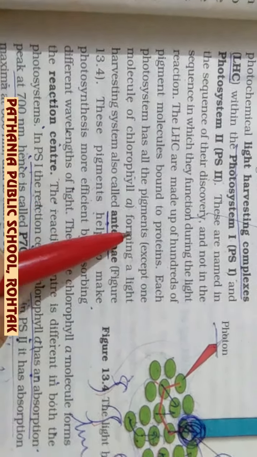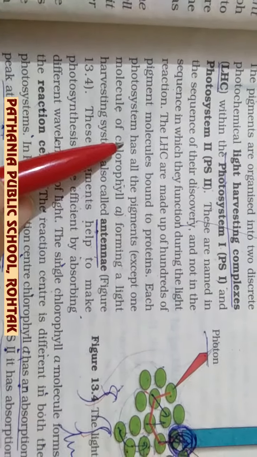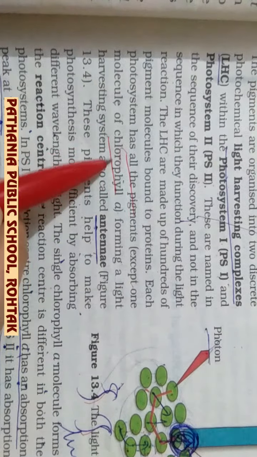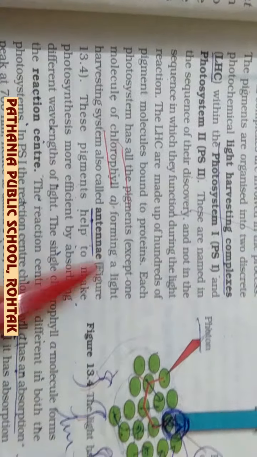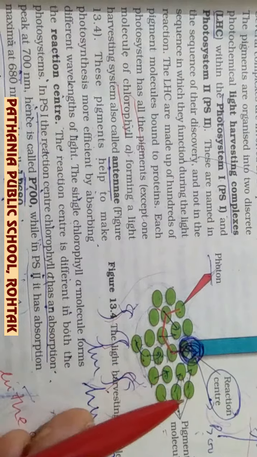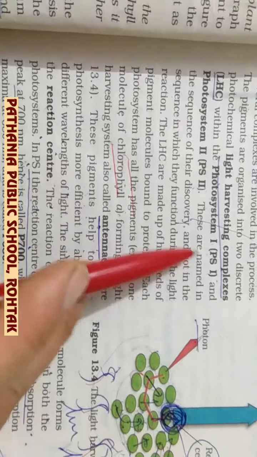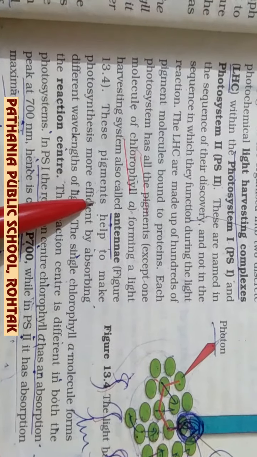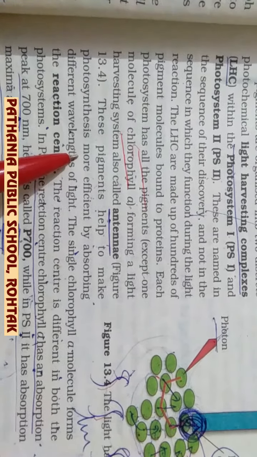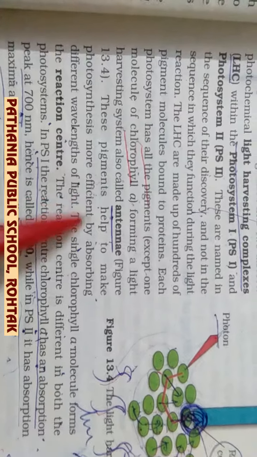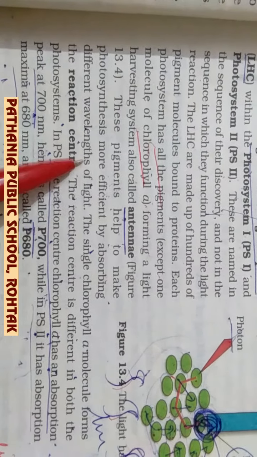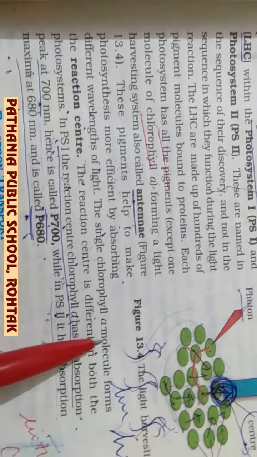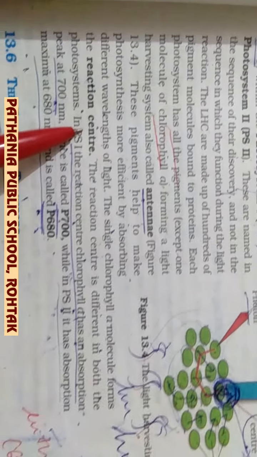These pigments, here they have written, each photosystem has all the pigments except one molecule of chlorophyll a. That means except chlorophyll a, all the rest of the pigments are part of the system, that means part of the photosystem. And the energy which is absorbed by the pigments makes photosynthesis more efficient by absorbing different wavelengths of light, and then a single chlorophyll a molecule is there which forms the reaction center.